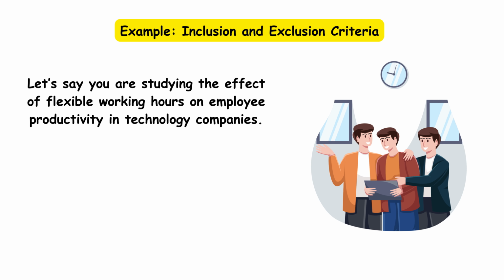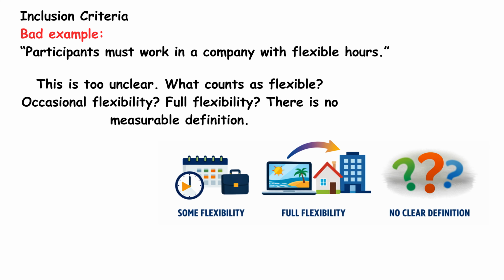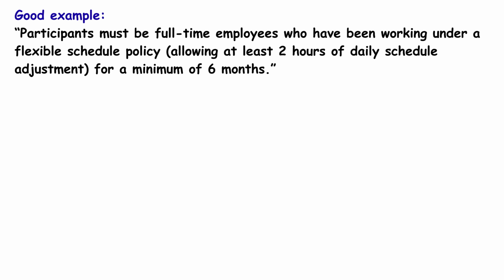Let's say you are studying the effect of flexible working hours on employee productivity in technology companies. Inclusion criteria, bad example: participants must work in a company with flexible hours. This is too unclear. What counts as flexible? Occasional flexibility? Full flexibility? There is no measurable definition. Good example: participants must be full-time employees who have been working under a flexible schedule policy, allowing at least 2 hours of daily schedule adjustment, for a minimum of 6 months.